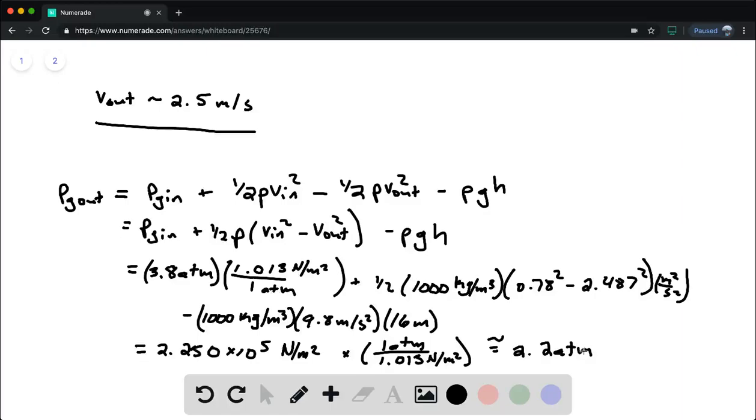So it's about 2.2 atmospheres at the top of this building. So these were the two answers we were looking for: the output velocity and the output gauge pressure.